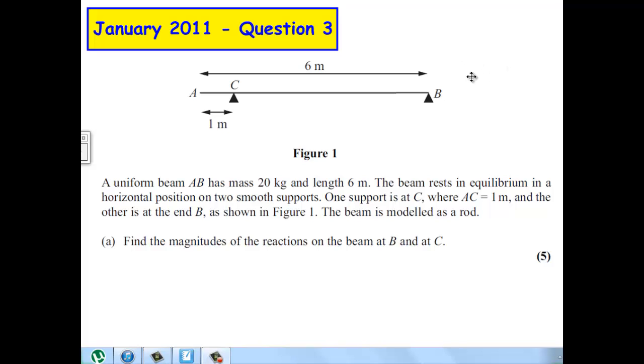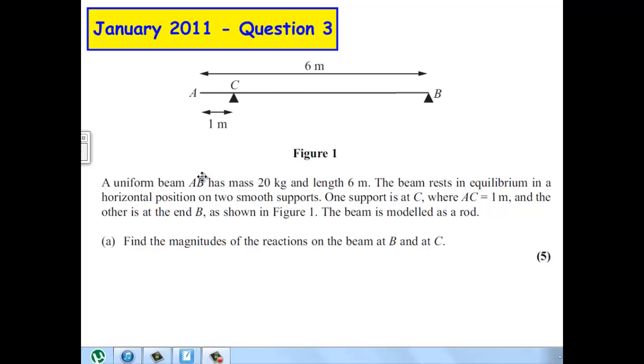Hello there, and today I'm going to be talking us through a moments question from an Edexcel past paper in January 2011, and this was question 3. Now, we're given the diagram in this question, and we're also told a little bit extra information.